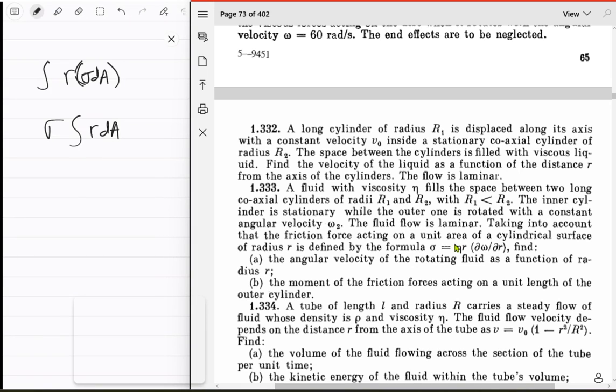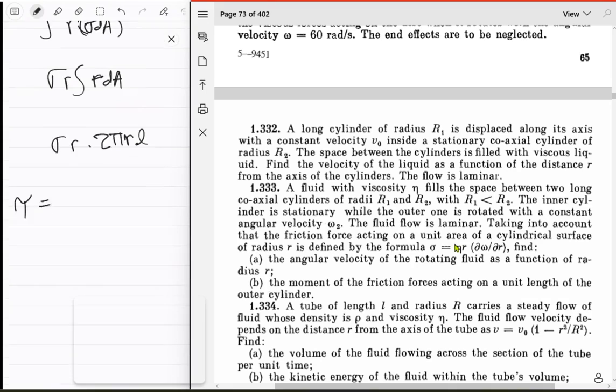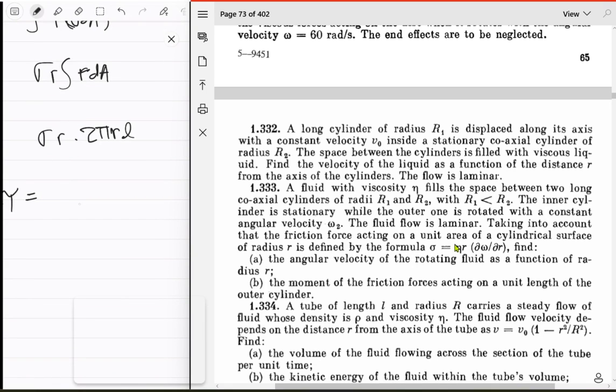Yeah, well, think about it. Each of these, right? And R is the same throughout the surface. We can just take that out as well. So just sigma R, and then the integration of dA is just the area. So it's just sigma R times 2 pi R L. That's the torque. So our torque is just sigma times 2 pi R squared L. So then it's just this thing, right?